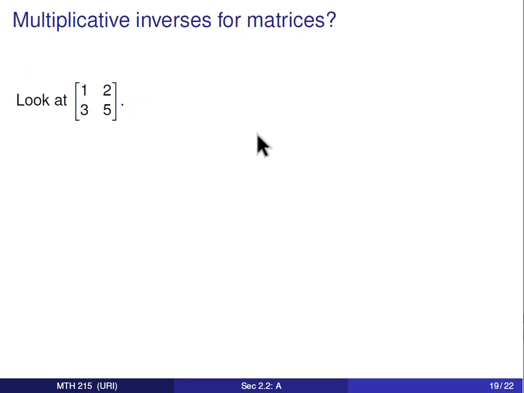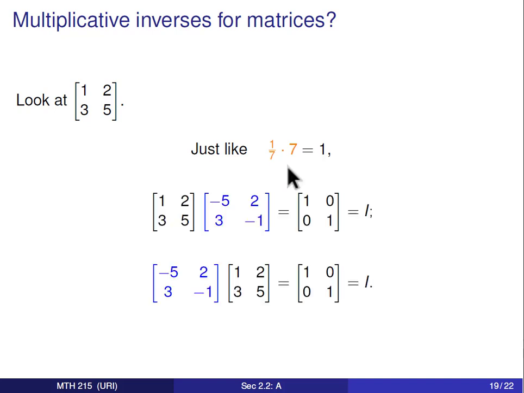Well, let's take a look at one particular matrix, the matrix 1, 2, 3, 5. So it's almost the same matrix we were looking at before. We've just changed the 6 in the lower right to a 5. And if we take a look at this matrix, take a look at what happens if you were to multiply by this matrix in blue, -5, 2, 3, -1.